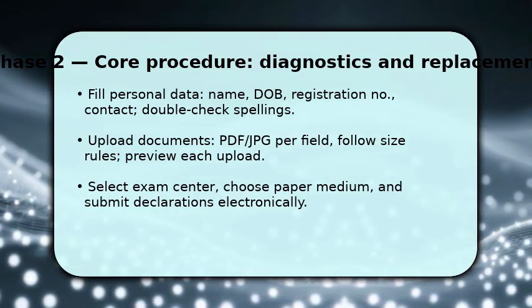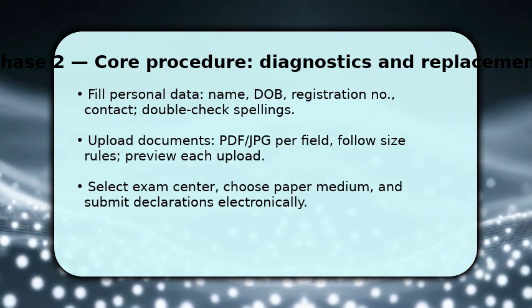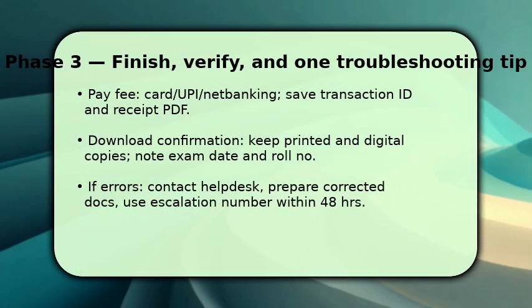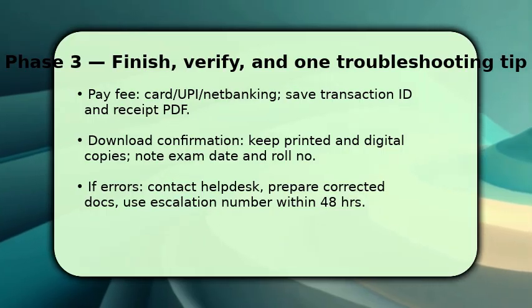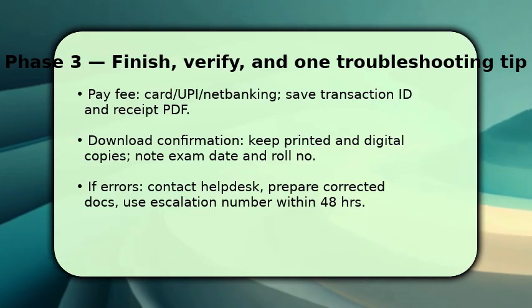After that, review the entire application summary. Use the edit function for any corrections before you move to payment and final submission. You now complete payment using card, UPI, or net banking. Save the transaction ID and download the receipt as a PDF.